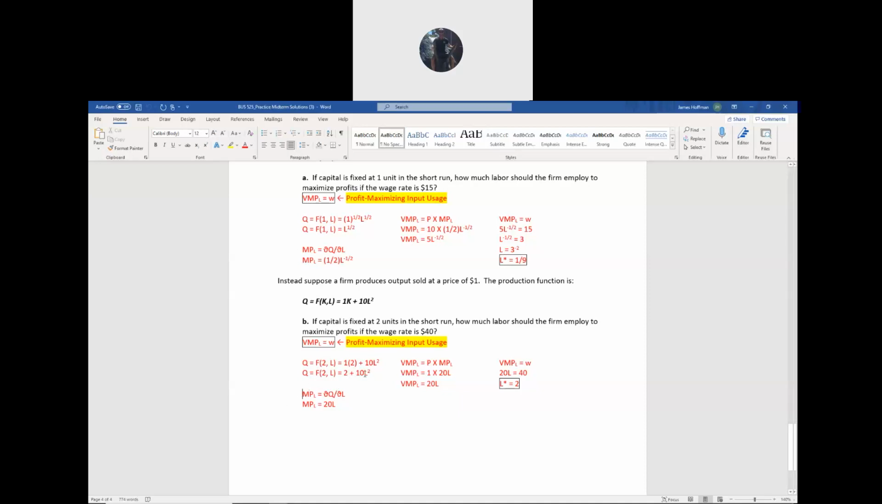All right, so the MPL is the derivative of this. Differentiate with respect to labor, and the constant isn't affected by labor. So 2 times 10 is 20, and then 2 minus 1 is 1, so it's 20L. The VMPL is this times the price. The price was given at 1. So 1 times the MPL you just calculated is 1 times 20L, and the VMPL is just 20L.